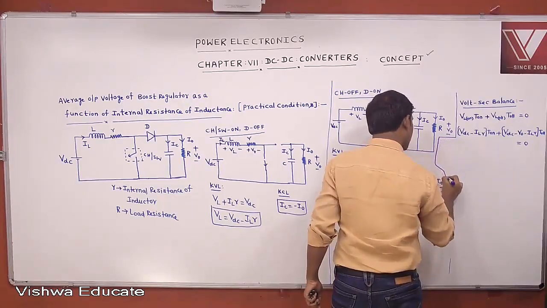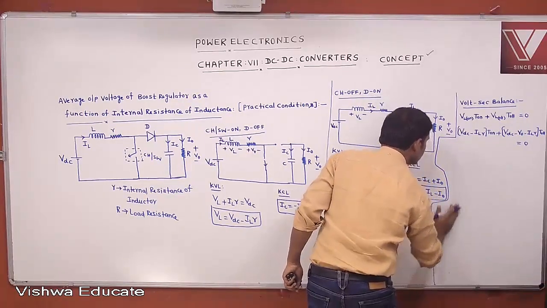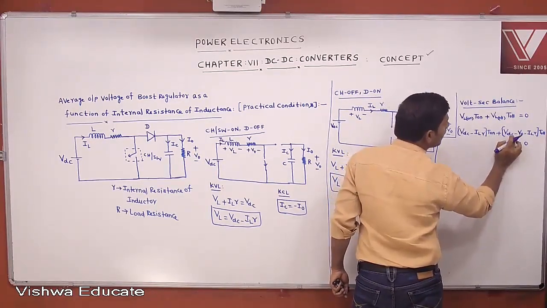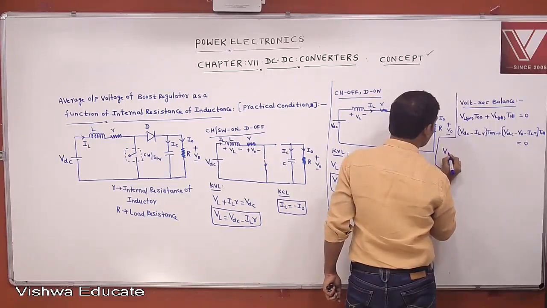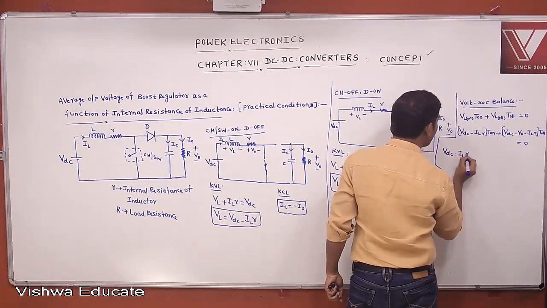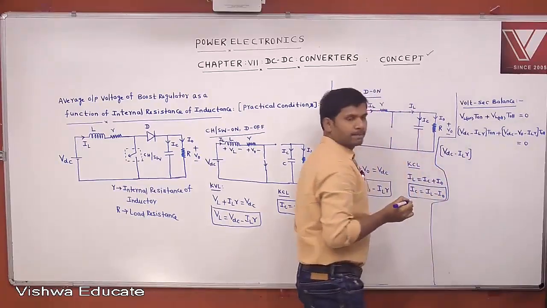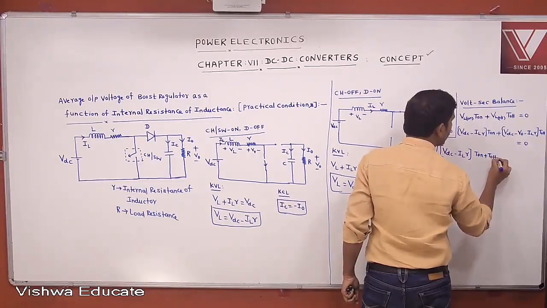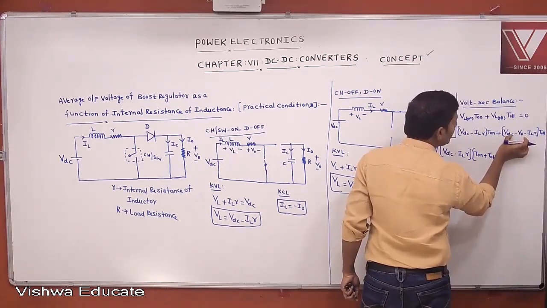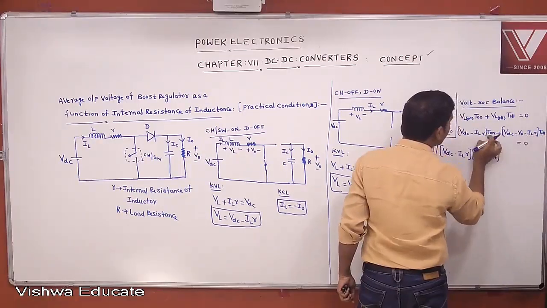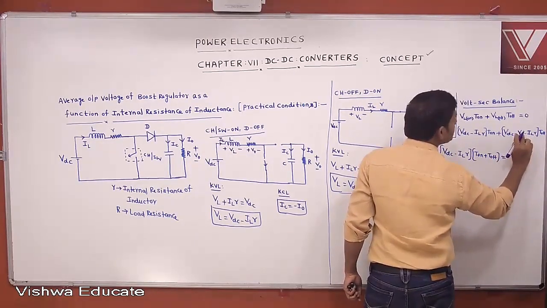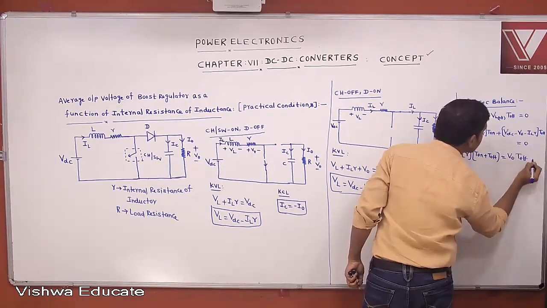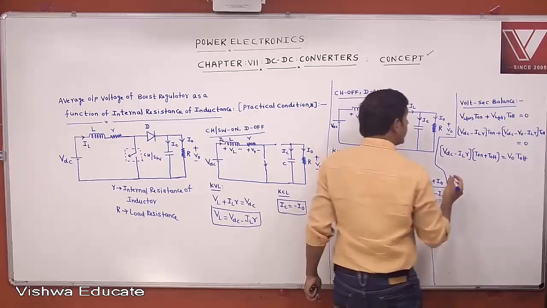If I am simplifying this one, this is VDC minus IL into R. VDC minus IL into R is common. Then what we get? T on plus T off. In this term, VDC minus IL into R is common. Here T off, here T on. This equals this minus V naught into T off term, you bring this side. This V naught into T off.